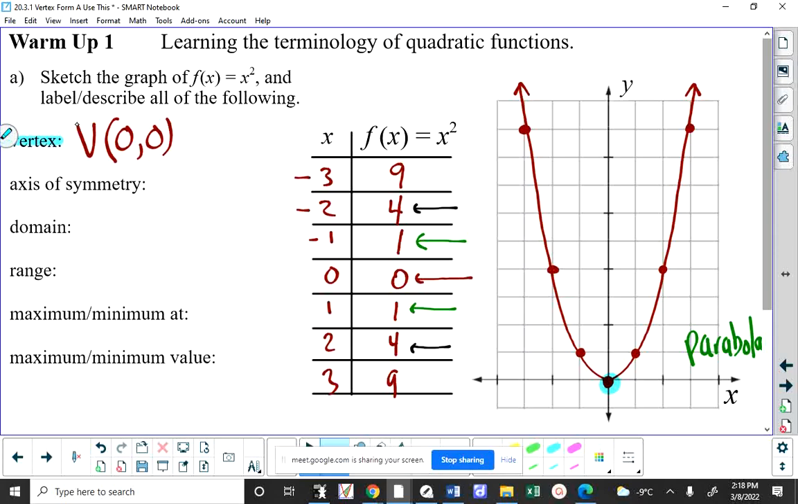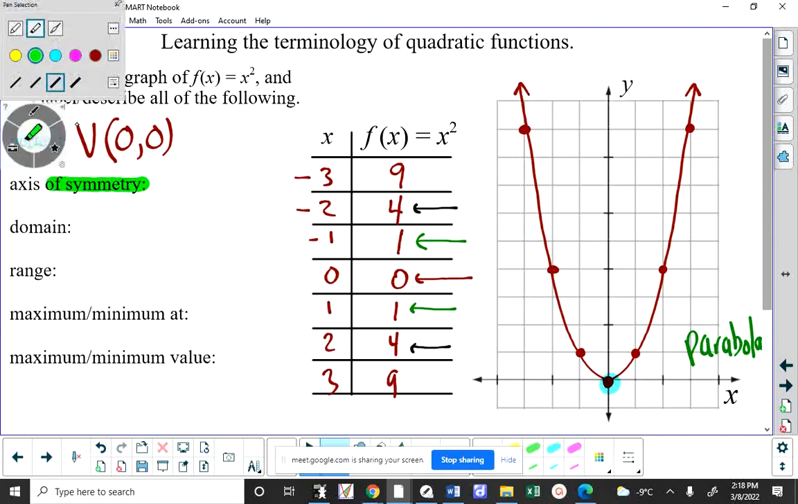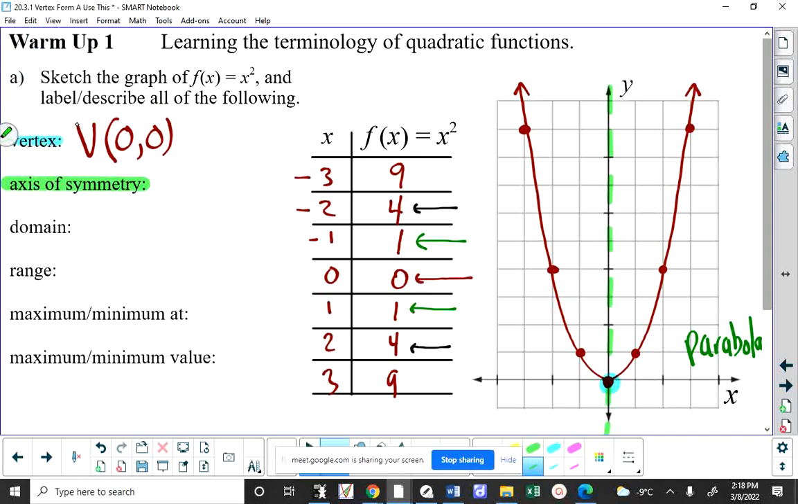The axis of symmetry, let me highlight for you, first of all, by showing you with a highlighter what the axis of symmetry is. The axis of symmetry is a vertical line that splits the parabola into two mirrored parts. And it's usually drawn as a dashed or dotted line. And that line has an equation of x equals 0.